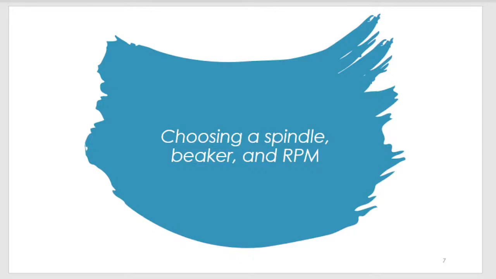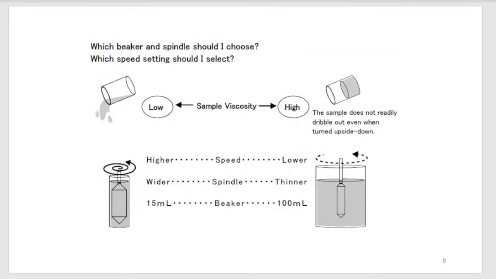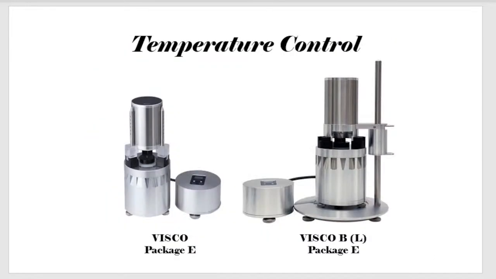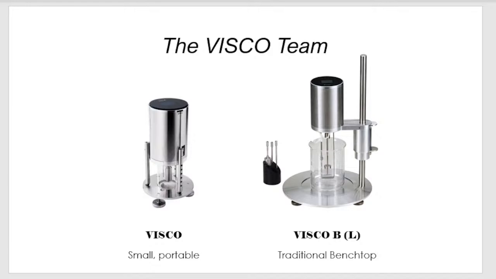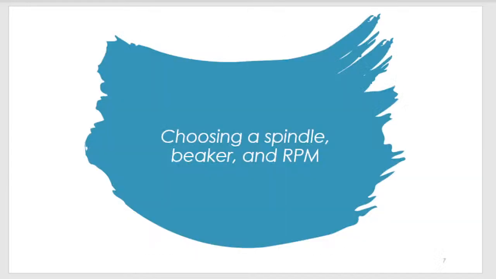So you gotta choose the right spindle, beaker, and RPM. This section here applies mostly or only for the Visco, not the Visco BL, because the Visco BL, the one to the right, uses 500 milliliter of sample only. So there's no point in choosing a different volume or container because that's the only one it uses. The Visco, though, on the other hand, you have two options.